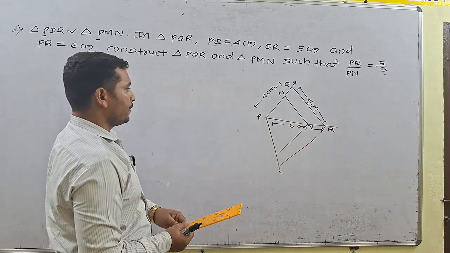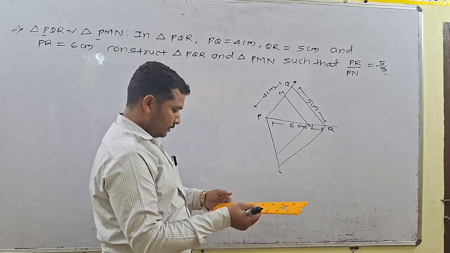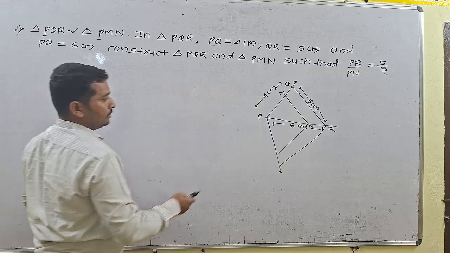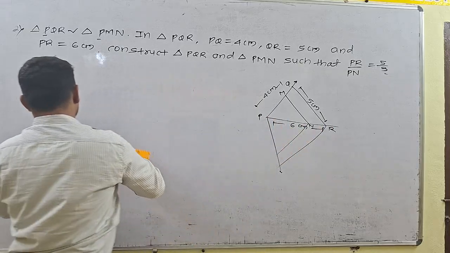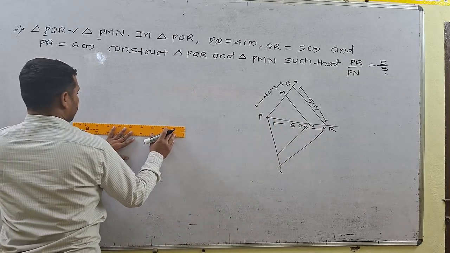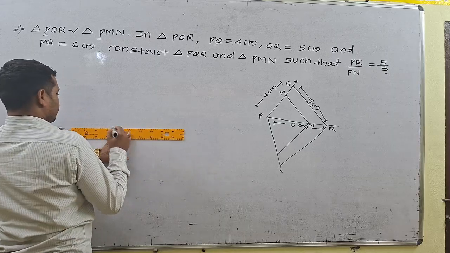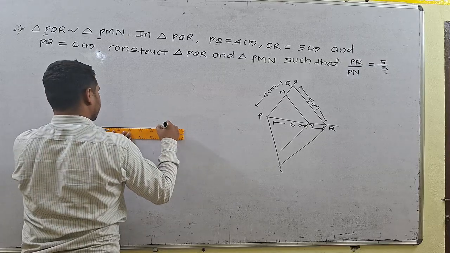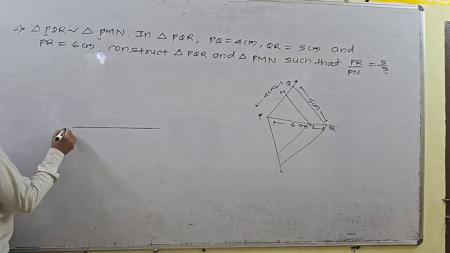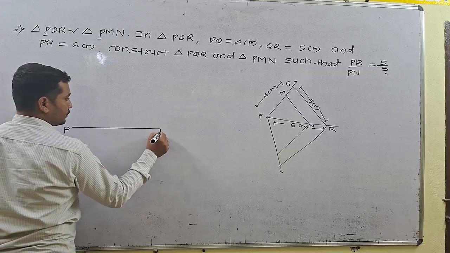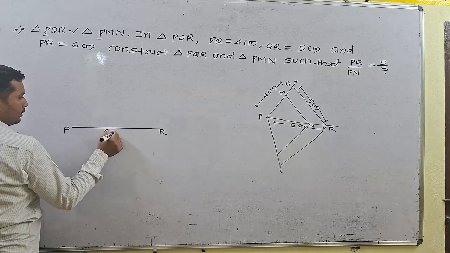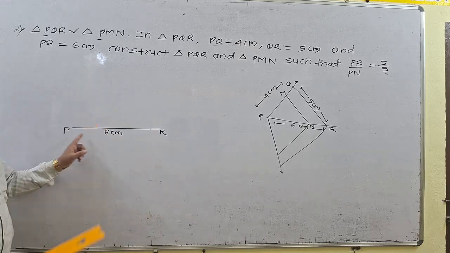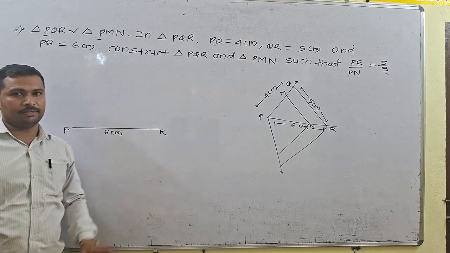Now, okay. So PR is 6 centimeters. We write it down there again. PR is 6 centimeters. My work is rough. Look here. I took PR as 6 centimeters. So first we draw PR as 6 centimeters. We are drawing step by step here. So the length of PR is 6 centimeters.